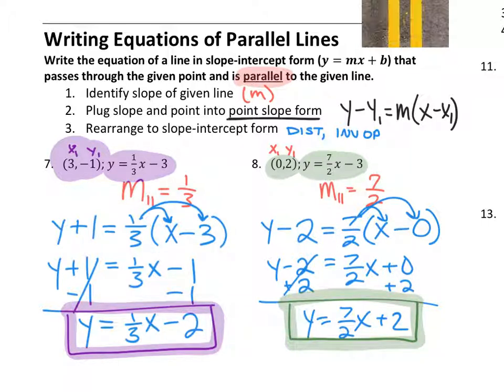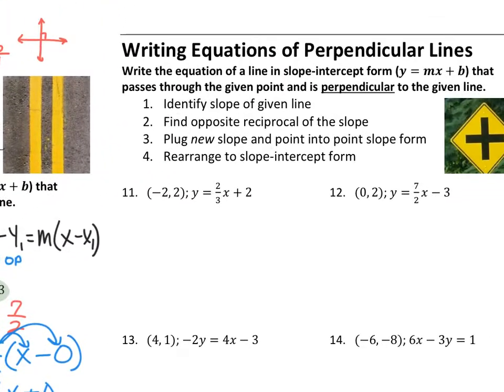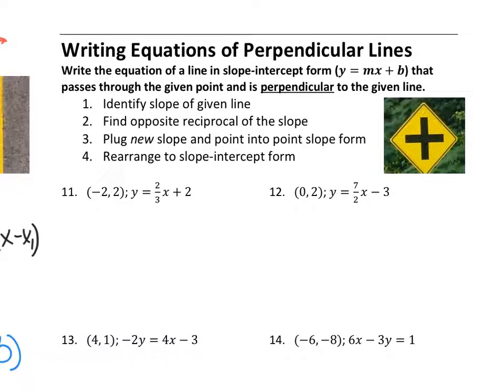So now that we've mastered parallel, we're going to work on these same set of skills, but in a perpendicular context. So scoot on over to the side that says writing equations of perpendicular lines. It says to write an equation of a line in slope-intercept form. That sounds familiar. It's what we just did. But this time it passes through the given point and is perpendicular to the given line. Highlight the word perpendicular, please. The steps are almost exactly the same, except this time we're not using the same slope.